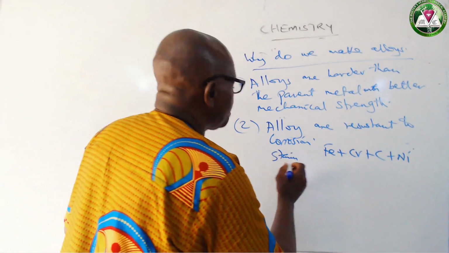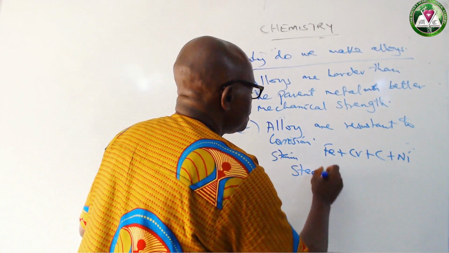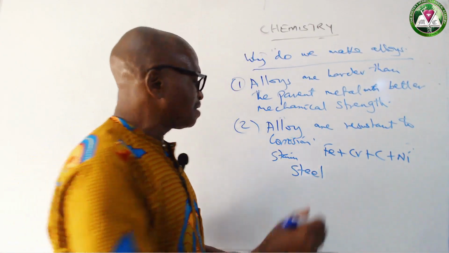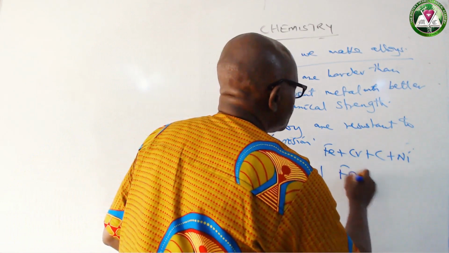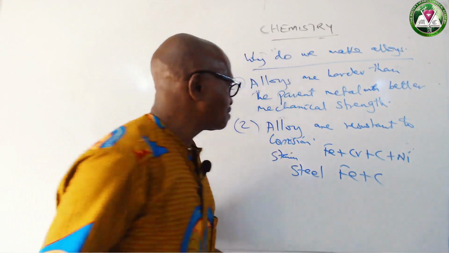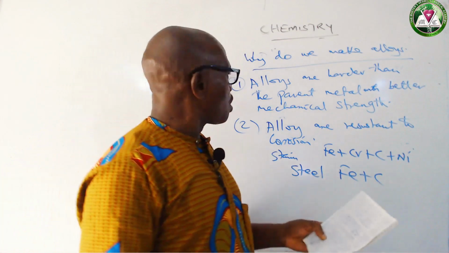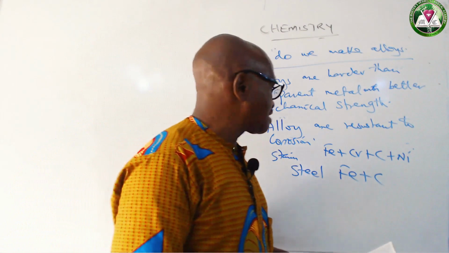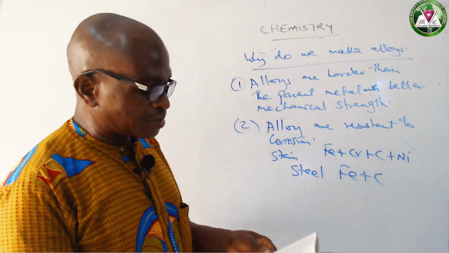Then you have steel. Steel, which is equally resistant to corrosion to some extent, is made up of iron and carbon. Therefore, I said one of the reasons why we make alloys is to obtain metals that are resistant to corrosion.